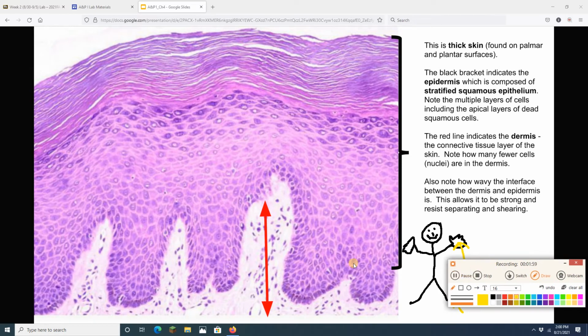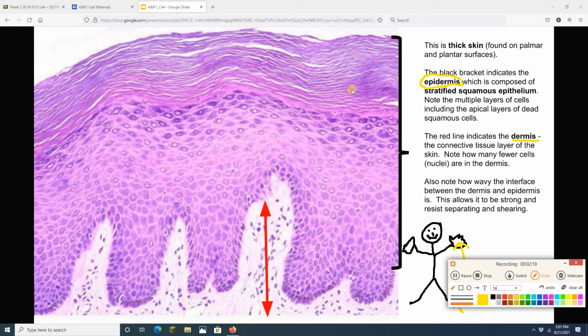Now, thick skin has two parts to it, okay? There's an outer part, this black bracket part, and that outer part is called the epidermis. There's also a deeper part down here where my red line is called the dermis.